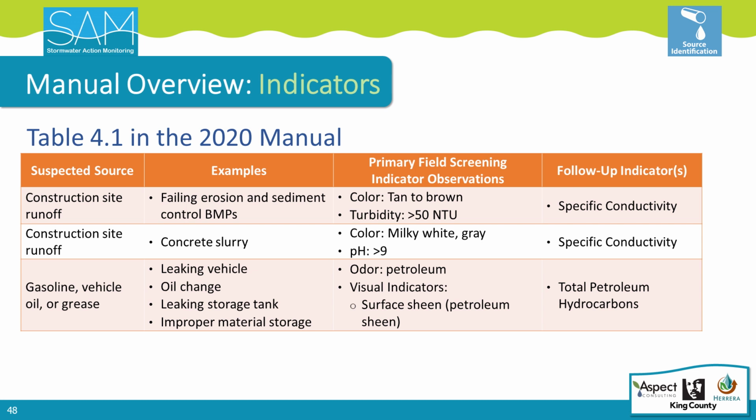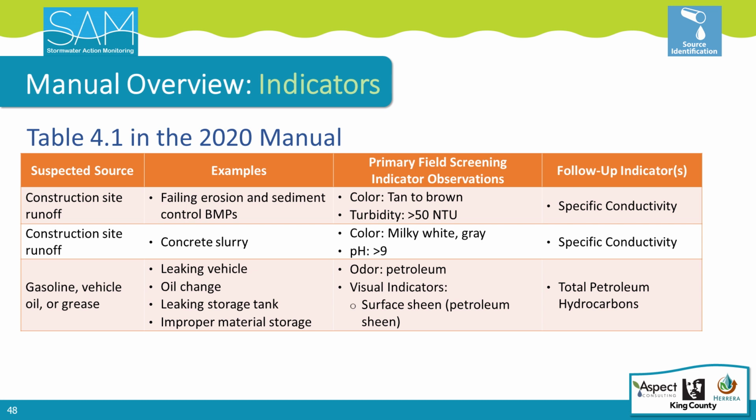Okay, well, I think it's coming from a construction site. Maybe I need to look at color and turbidity as my primary indicators and perhaps follow up with specific conductivity. So again, there's that listed here for concrete slurry, some primary indicators, and gasoline, vehicle oil, or grease.